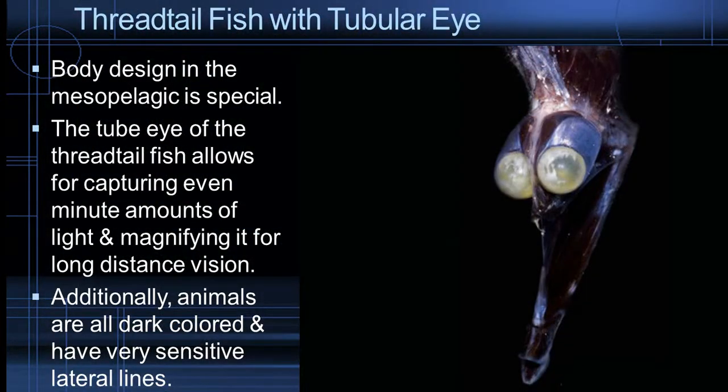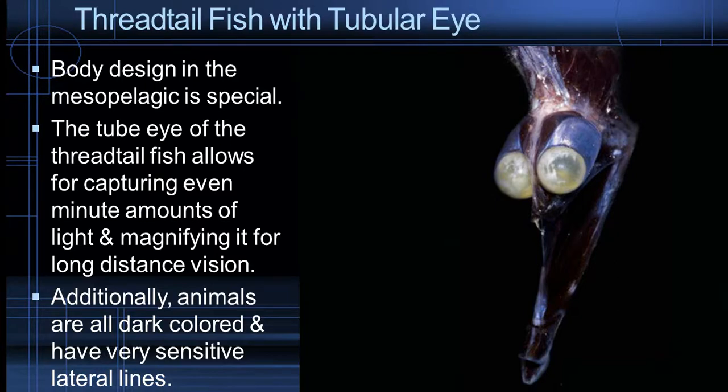Look at this guy's tubular eye. That is beautiful. This is a much better picture of what the tubular eye looks like. This looks like a creature that's got giant glasses on. Remember, those lenses are there to pull in any bit of light they can. This is called the threadtail fish, and they have a body design for this area. This tubular eye allows for capturing even the minute amount of light, magnifying it in long distance vision. And they're dark colored, with very sensitive lateral lines. We already knew all that.